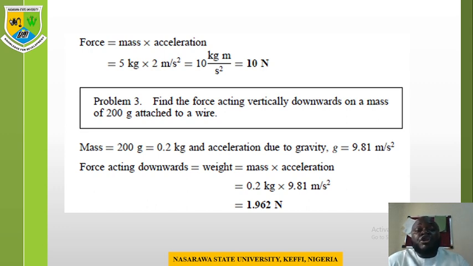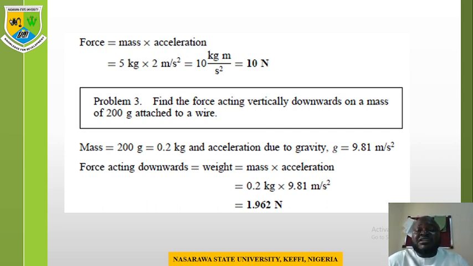Yet again, you need to convert 200 grams. You divide it by 1,000. 200 divided by 1,000 gives you 0.2 kilogram. It means your mass is equal to 0.2 kilogram. Your acceleration, even though not given, is gravitational acceleration because the movement of the object is in a vertical direction. As such, your g is equal to 9.81 meter per second square.